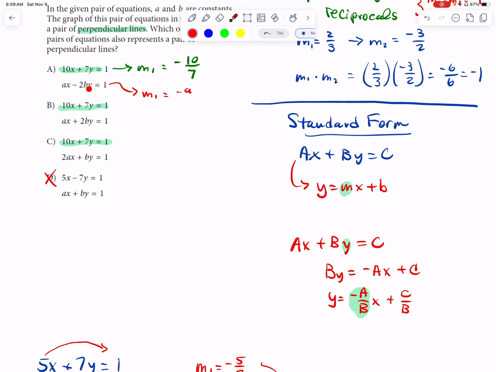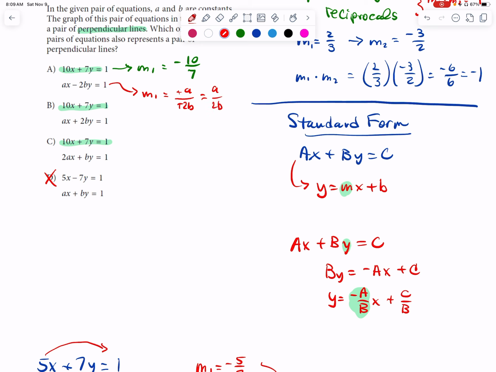And then I would divide by the coefficient of the y, which is a negative. Bring the negative with it. -2b over -2b. And I can see that these two negatives, of course, are going to cancel each other out. So my slope here is a over 2b.